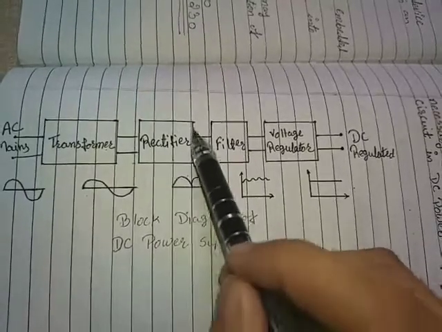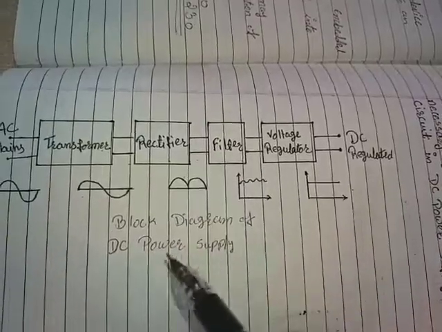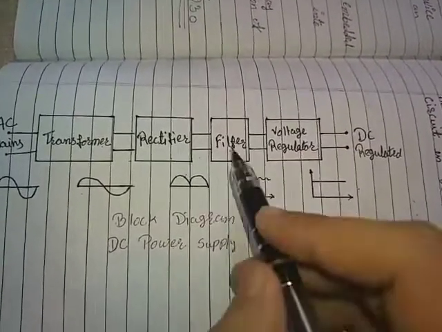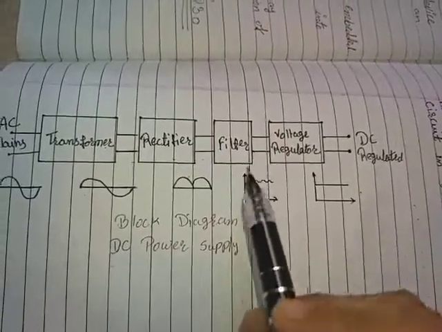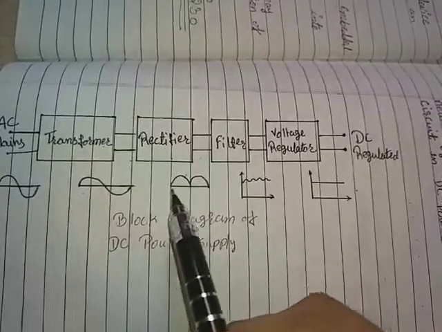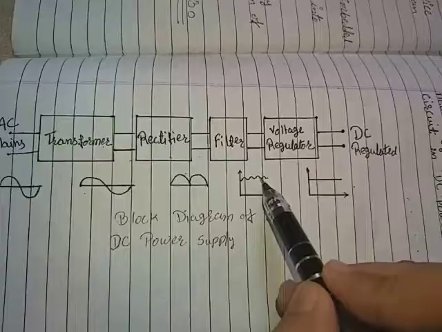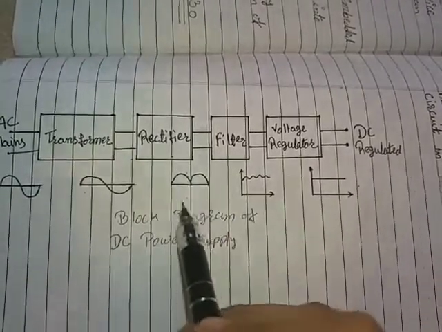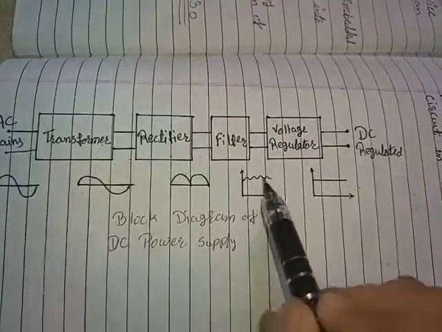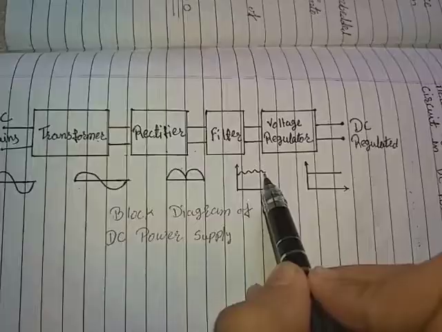Now, the output of the rectifier goes to the filter. What does the filter do? It filters out the unwanted thing. It filters the AC components from the pulsating DC, or we can say it smooths the output of the rectifier. Look at here, it makes it smoother. As compared to this, it is more smooth.